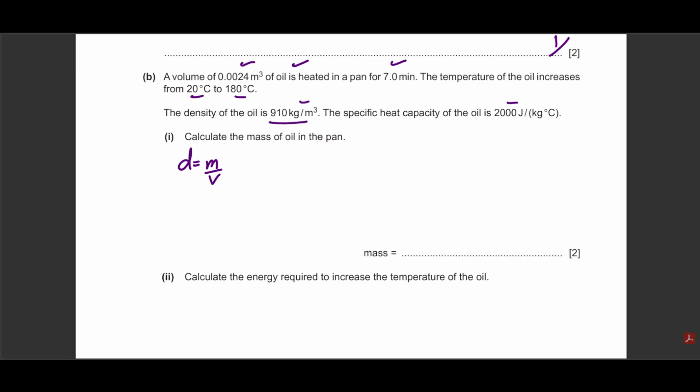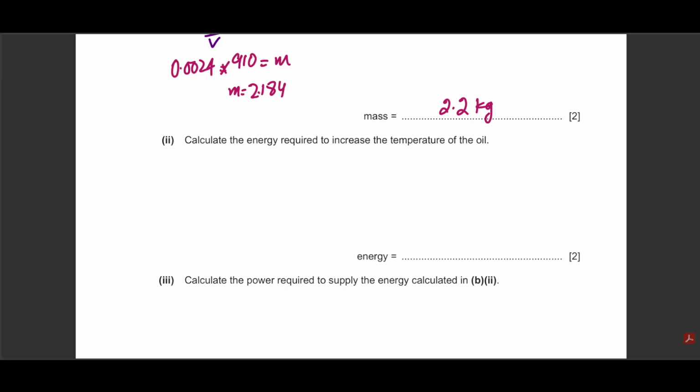We have the density over here. We have the volume over here. We can find the mass very quickly. So this will be 0.0024 multiplied by the density, which is 910, equals mass. Mass comes out very quickly as 2184, but I think this will be 2.184, yeah. So this will be rounded off to 2.2, but if I leave it without a unit, I will be deducted 1 mark, and only get credit for 1 mark.